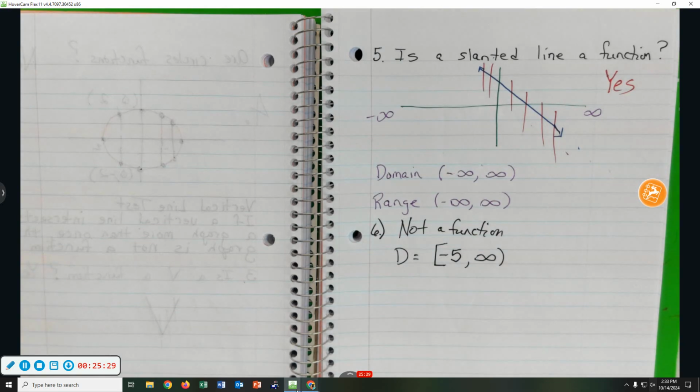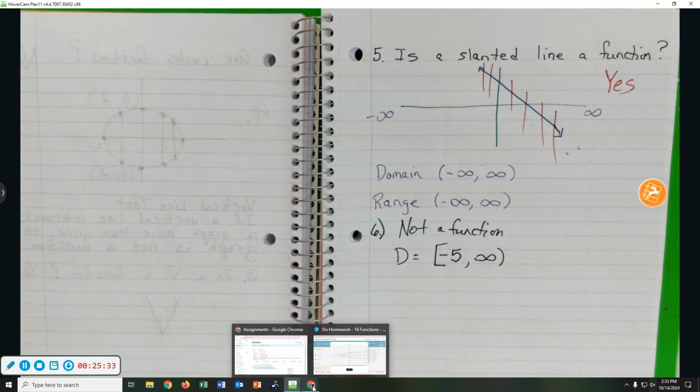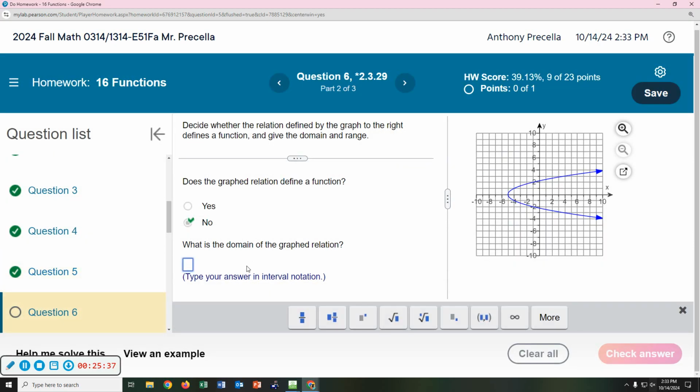This is some nice graphical analysis we're doing here. Okay, I'm going to go ahead and type that in for domain. So is everyone clear on why we're using a bracket? Negative 5 is used as an x value. There would have had to be a little open circle there in order not to use negative 5, but it's used. So bracket, negative 5, comma, infinity, parenthesis.